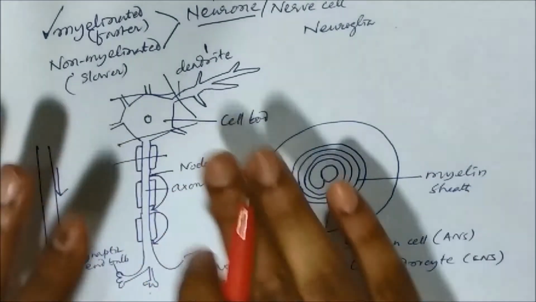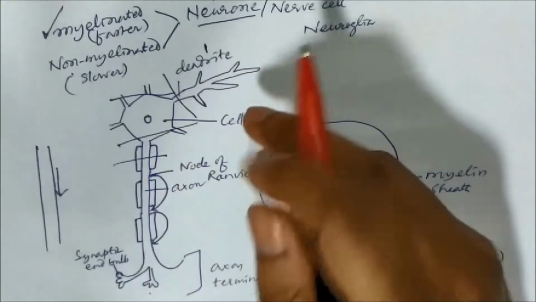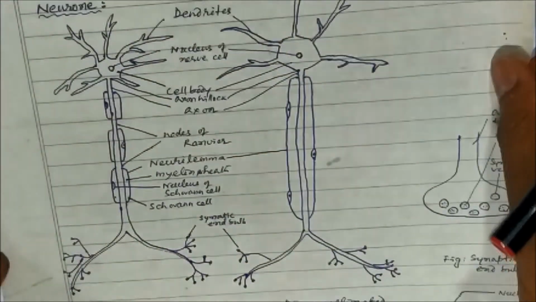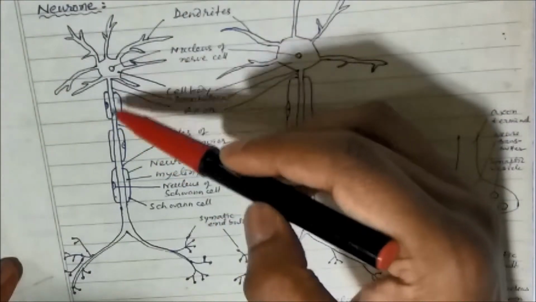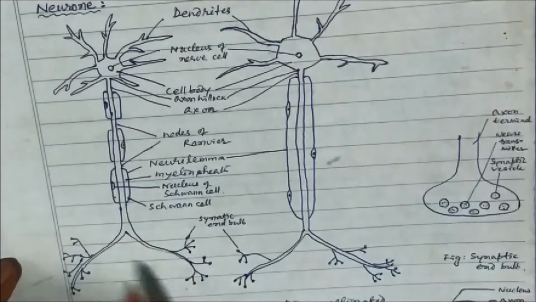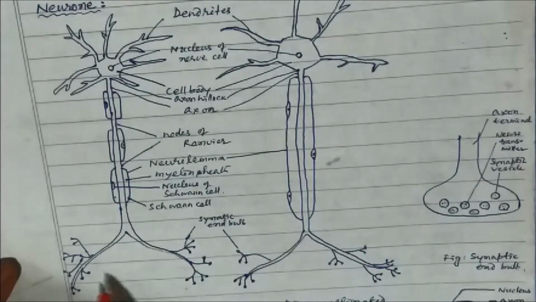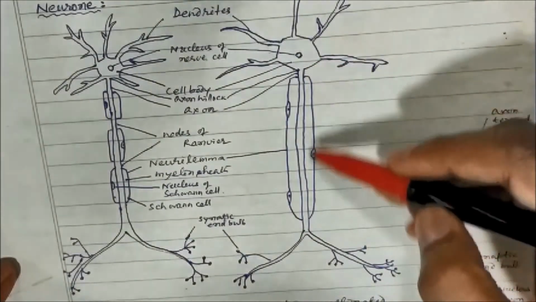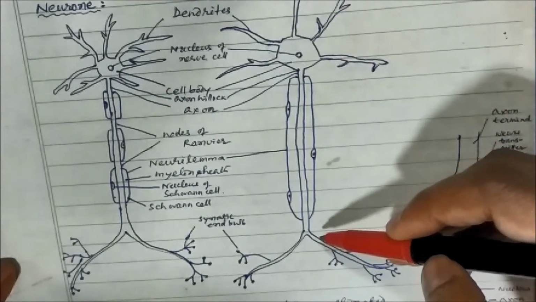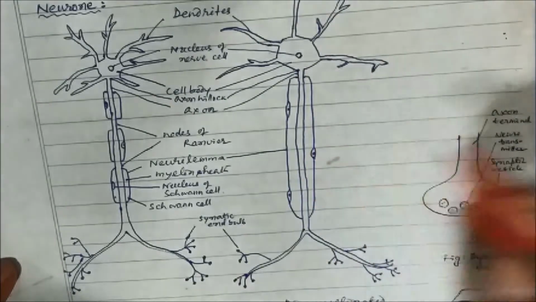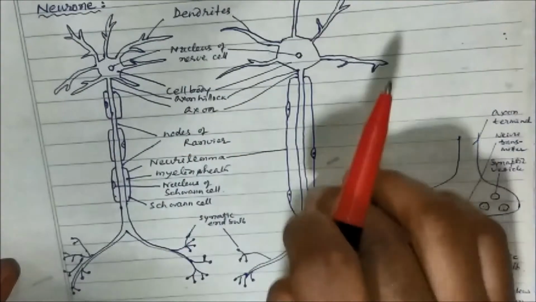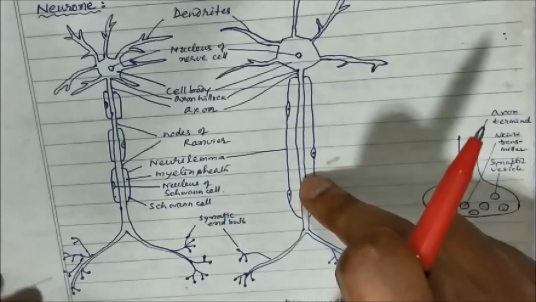If we see this diagram, this one is myelinated, as we have discussed, and these are the axon terminals, and these are the synaptic end bulbs, okay? And this is a case of non-myelinated, where there is no myelin sheath. Here the myelin sheath is present. This is the difference between myelinated and non-myelinated.